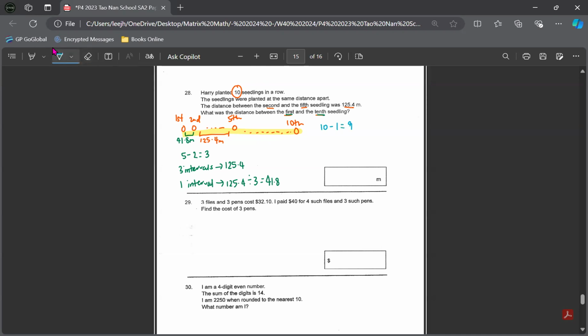It's like if you look at your fingers, you have 10 fingers. How many gaps or intervals are between each finger? I mean, between 10 fingers. You can see it's actually 9. So you are looking at the distance of 9 intervals.